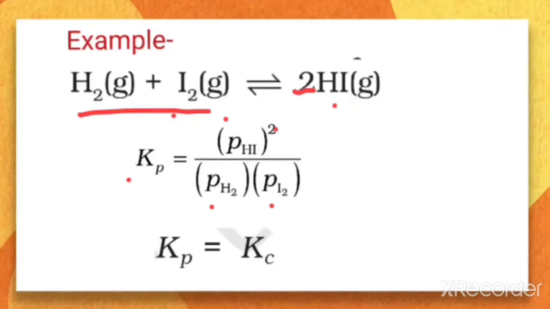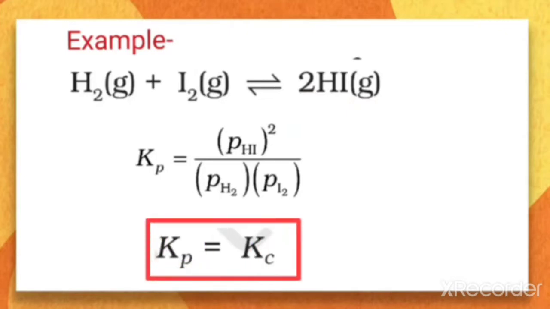So don't forget to write product by reactant. So here also product by reactant, but in terms of pressure. Here the stoichiometric coefficient for H2 and I2 is 1, therefore in the powers it is 1 here. So what is the relation between Kp and Kc here? That is Kp is equal to Kc here. That is Kp is equal to Kc.